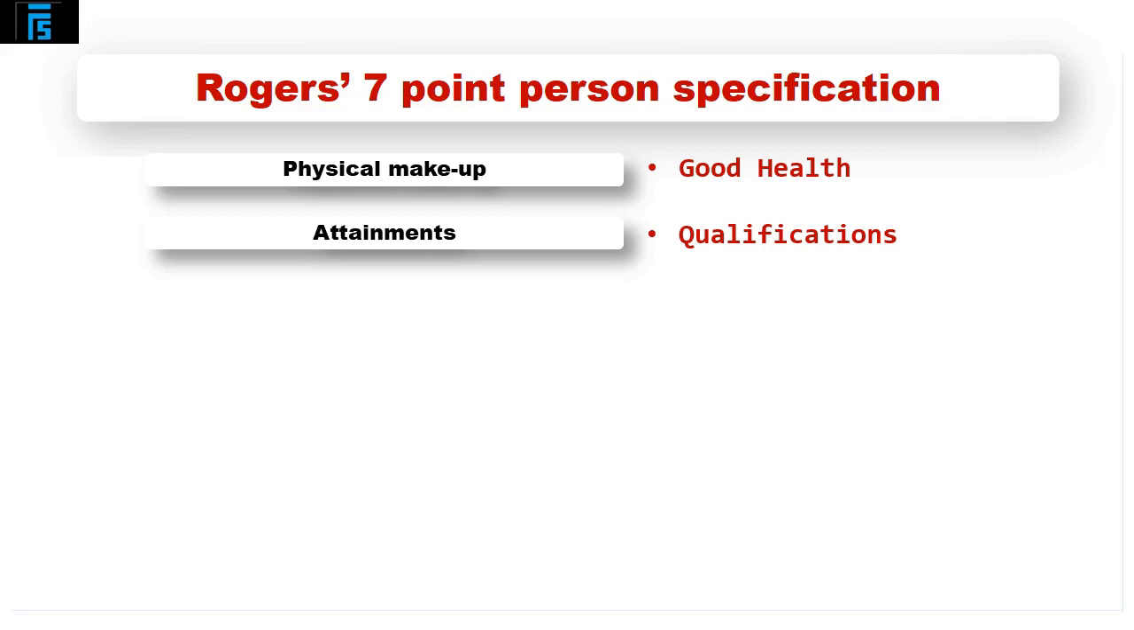Attainments, things like qualifications. As a lecturer in accountancy, what kind of qualifications do you expect that I have got? Well, presumably, one of the key things, because I'm training you to be an accountant, would be for me to have an accountancy qualification, which I have. I am a qualified accountant. So there may well be things where you want particular qualifications from a particular person.